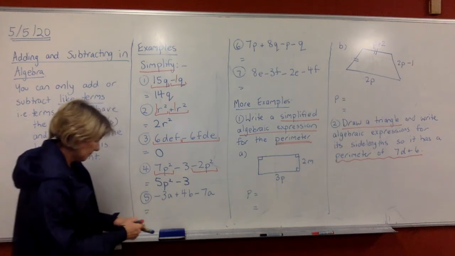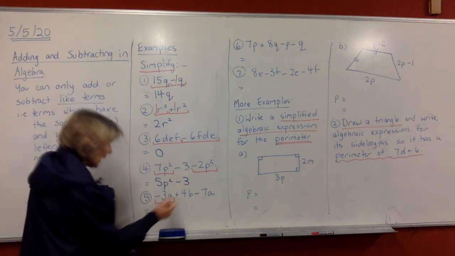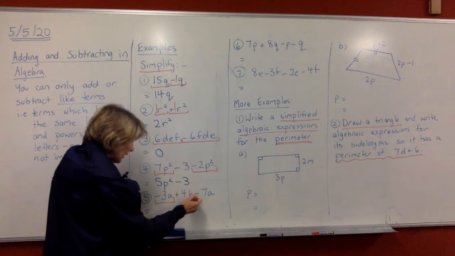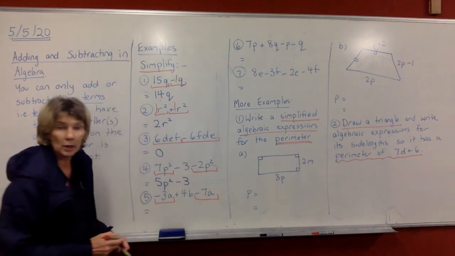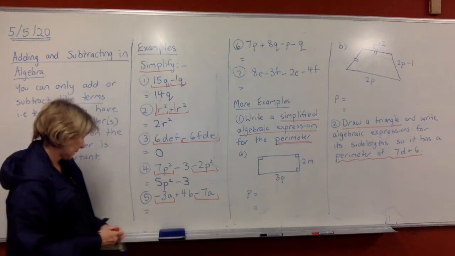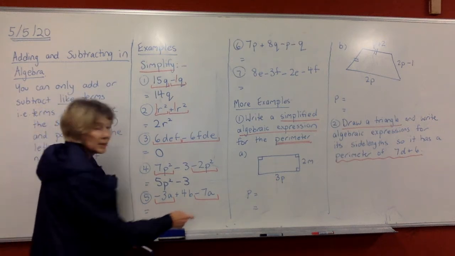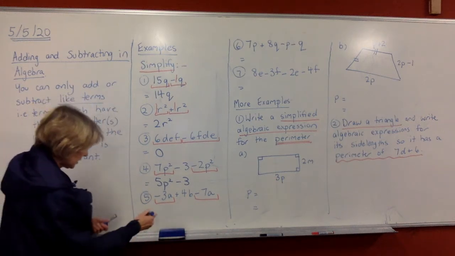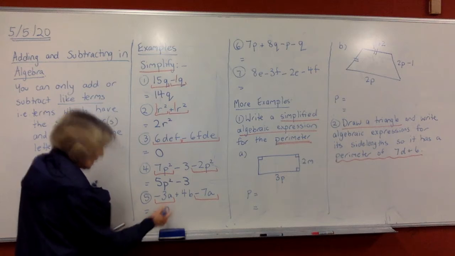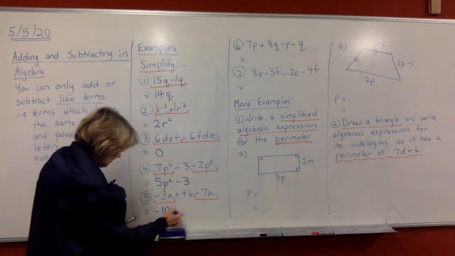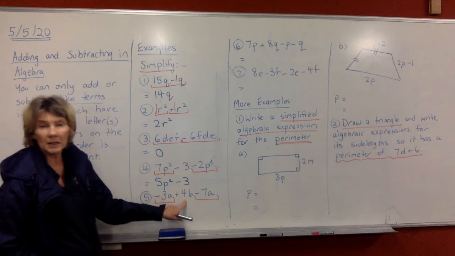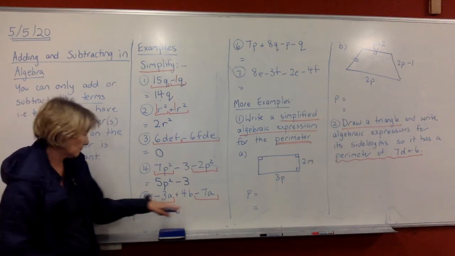Okay, in the next one, minus 3a and minus 7a are like terms because they both have an a. So if you use your calculator, just type in minus 3 minus 7, that gives you minus 10, and write the a on the end. And this one, the plus 4b, has nothing to collect with it, so copy it down.